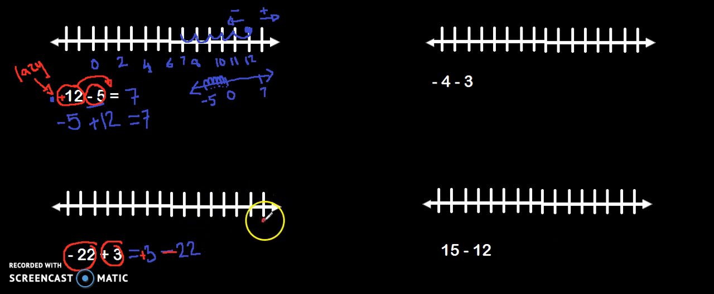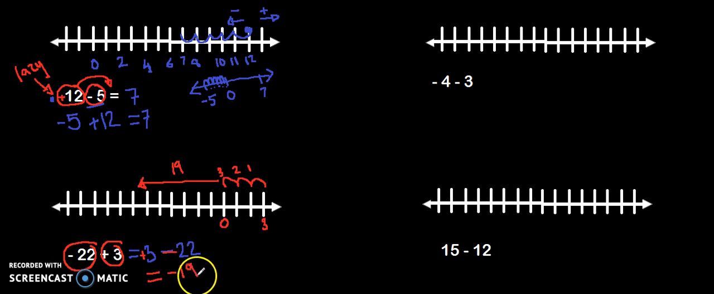Let's start with 3 over here, and we're going to move 22 spaces down. So 3, 2, 1, 0. How many spaces have we moved to get to 0? 1, 2, 3. So how many more spaces do we need to move to the left in order to subtract 22 in total? We're going to move another 19 to the left after we get to 0, which means our answer will be negative 19.